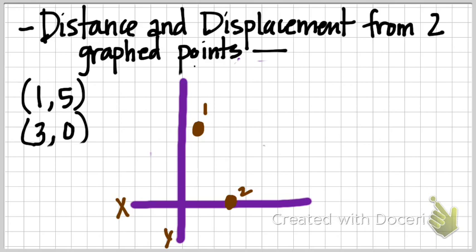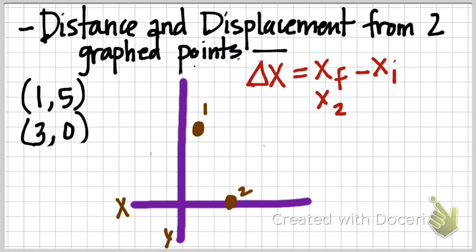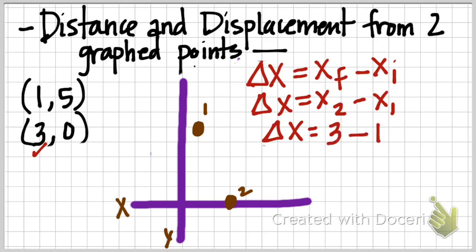Now, the next thing I have to do is use my delta x formula, and I'm going to use it for delta x and delta y. So basically I'm going to use delta x equals xf minus xi, or another way to see it is x2 minus x1, which still means final minus beginning. So when I run those numbers, I'm going to get x2, which is this one. So it's going to be 3 minus 1, and it's going to give you a positive 2 value. So my delta x is positive 2.